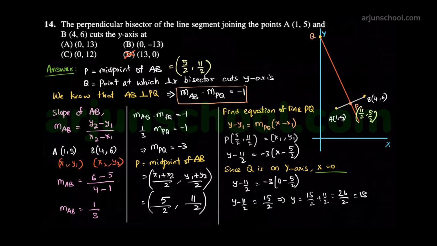Therefore, for the point Q, the x coordinate is 0 and the y coordinate is 13. Therefore, the point Q, the point at which the perpendicular bisector cuts the y axis, is equal to (0, 13). From the given options, option A is the right answer.